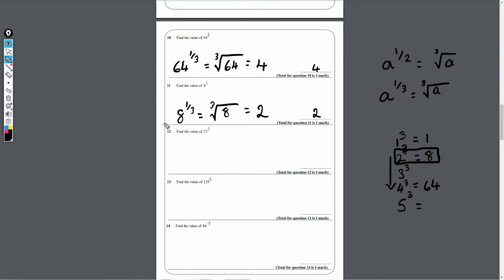Finally, I'll leave this one for you guys to have a go at. Question 12, just a bit of practice. Question 13, 125 to the power of a third. Again, just find the cube root.